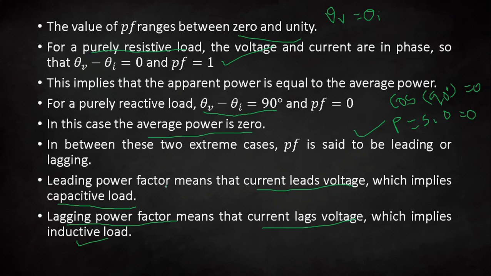Okay, so in case of a capacitive circuit or capacitive load, your current will lead your voltage by some degree. In case of lagging power factor, when your circuit is inductive in nature, your current will lag voltage by some degree. If it is a purely inductive circuit, current will lag voltage by 90 degrees. In case of a purely capacitive load, your current will lead voltage by 90 degrees. That is the case that we have discussed right here.